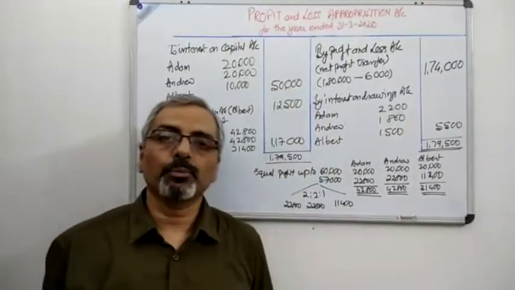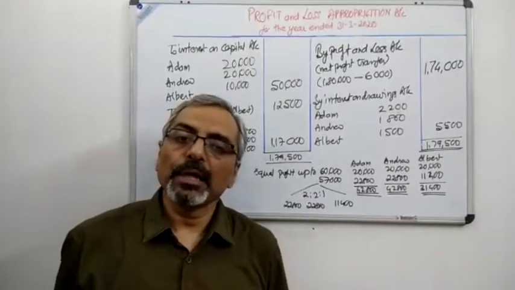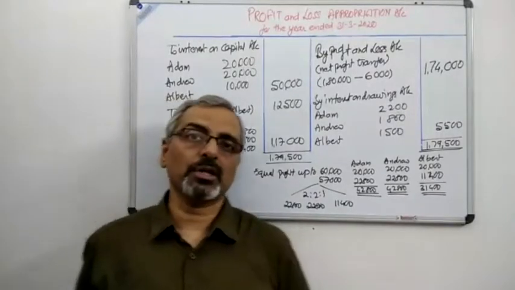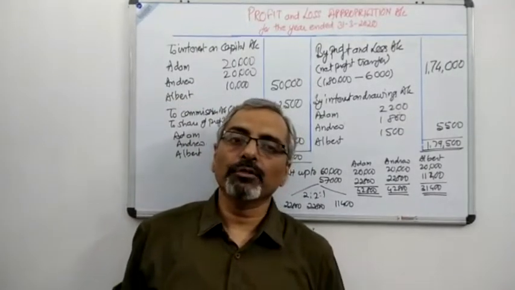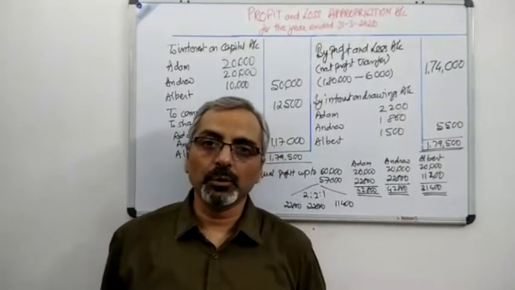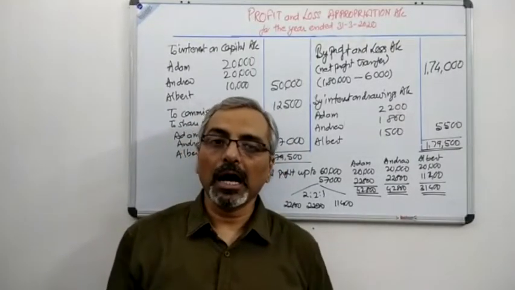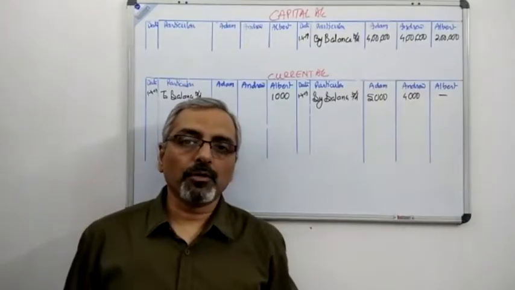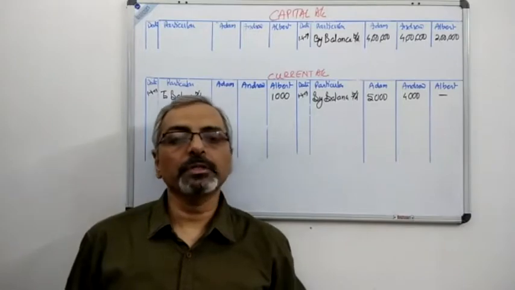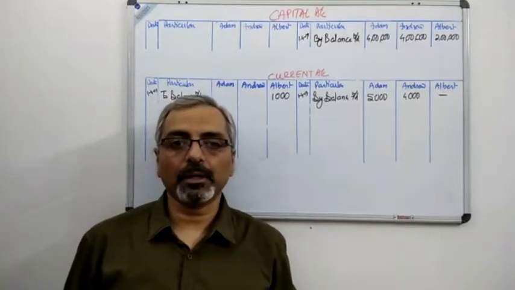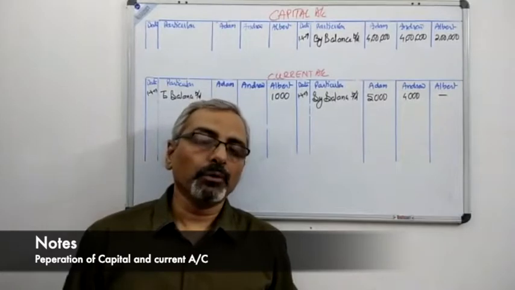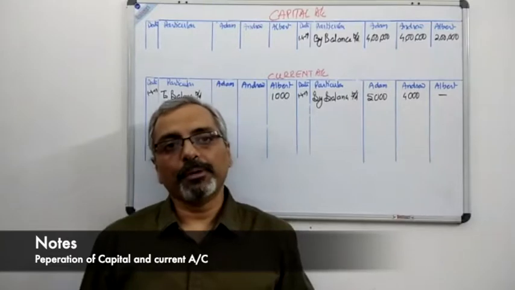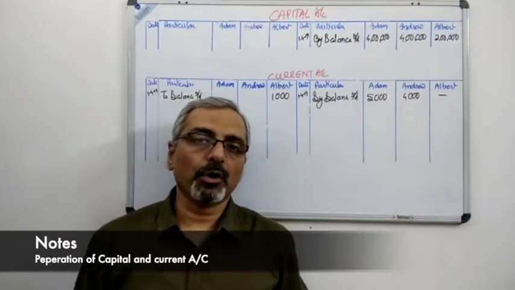After the profit and loss appropriation account, we will now prepare the capital account, and followed by the capital account, we'll prepare the current account. Remember, in this question, the current account has a balance of all the three partners which is given to you, and we will see very shortly how we will prepare the capital account and current account. Now you can see very carefully at the top, I have started the preparation of the capital account, and then I have gone to the preparation of the current account.